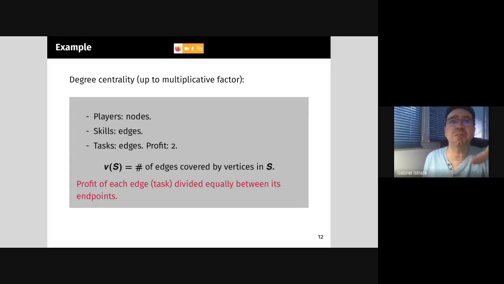Now if you compute, that's a simple exercise, the Shapley value of this game, then basically what happens is that the value of each task, which is 2, the profit, gets divided equally between its endpoints. So each node gets a value of 1 from each edge it's adjacent to. So the Shapley value of each node is exactly the degree.